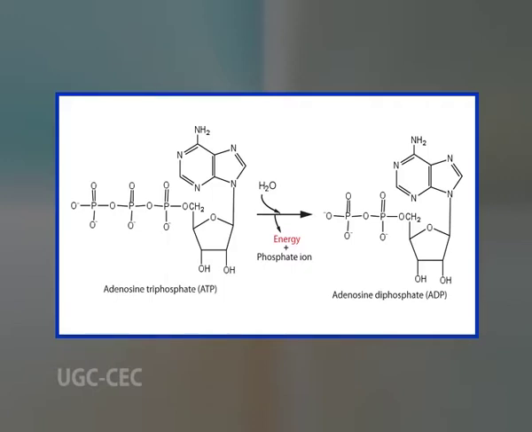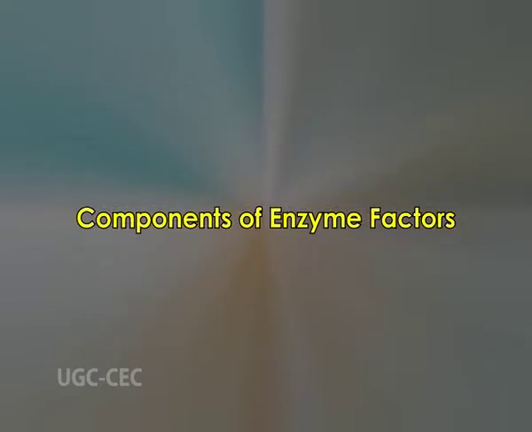NTPs are used as a source of chemical energy to drive many biochemical reactions. Adenosine triphosphate or ATP is by far the most widely used. When coupled to a reaction with a positive free energy change, ATP hydrolysis shifts the equilibrium of the overall process to favor product formation. Next is as components of enzyme factors.